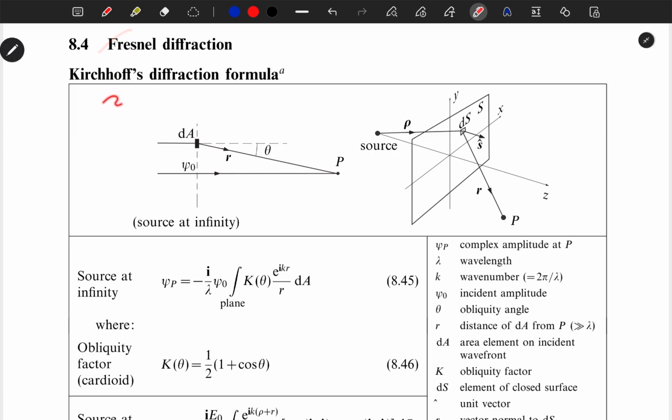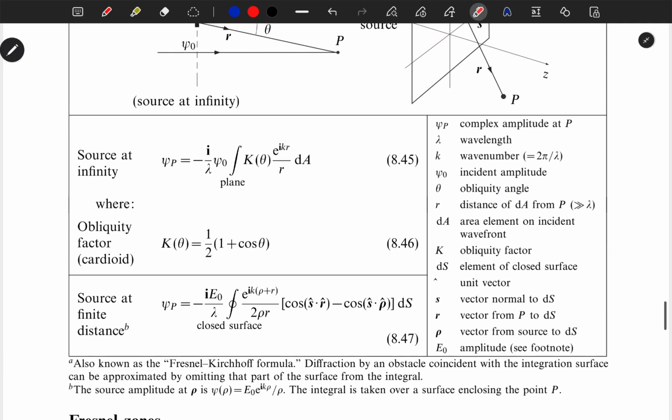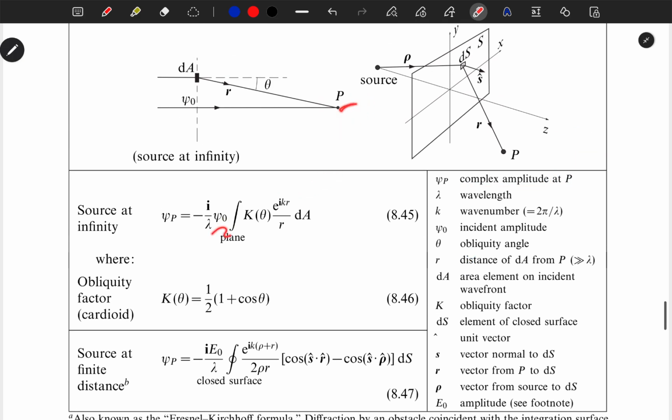Fresnel's diffraction, Kirchhoff's diffraction formula. So source at infinity, complex amplitude at P will be this formula. Here K theta is the obliquity factor equal to half of 1 plus cos theta.